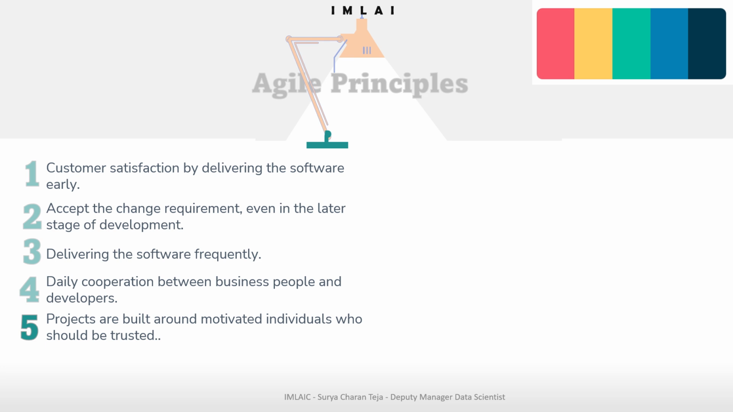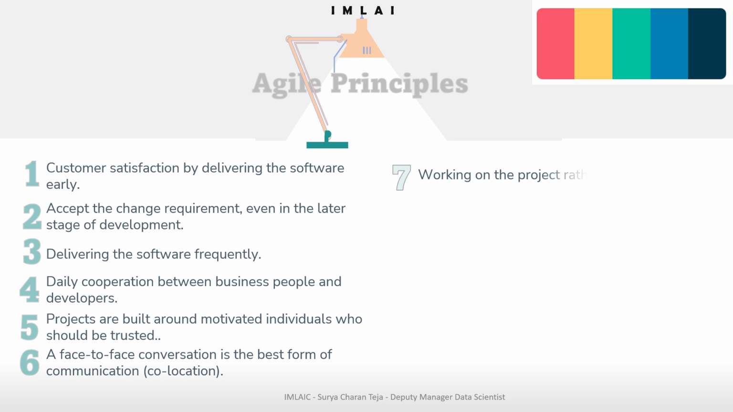And the sixth one is that face to face conversation is the best form of communication. When having a face to face conversation, we can convey the information effectively and in the most efficient way. That's a fact. Though sometimes developers will be in different places, an effort should be made to communicate face to face if possible. And the seventh one that we have here is working software over planning.